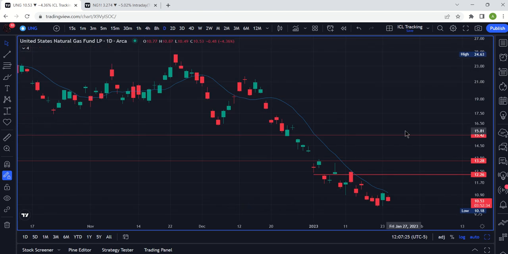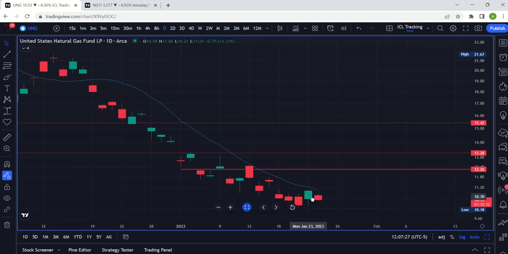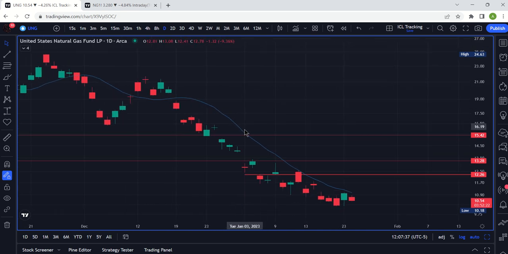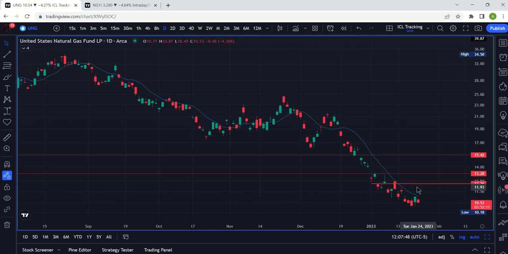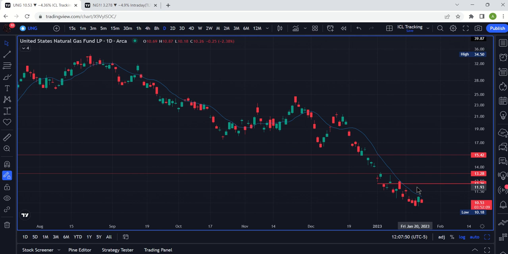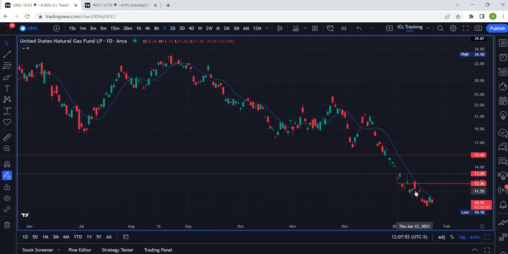So for UNG, same exact price action, just different levels. So that low for the day is 1021. The high is 1106. So if we saw some kind of bullish reversal, we would need to get above 1106. And again, notice this 10-day moving average. We have not closed above it since December 16th. That's going to happen at one point. It'll probably happen within the next few weeks. So that's going to be an opportunity.